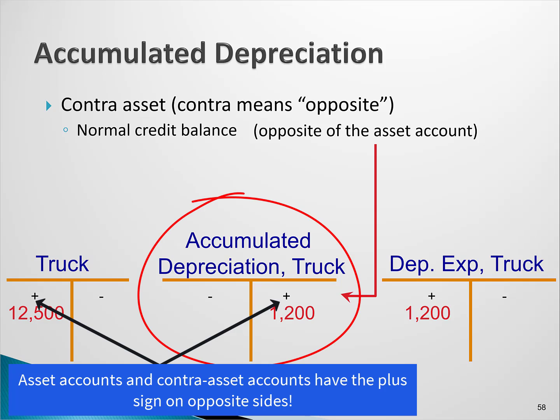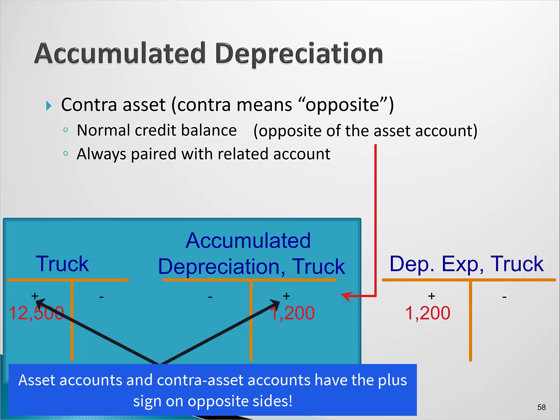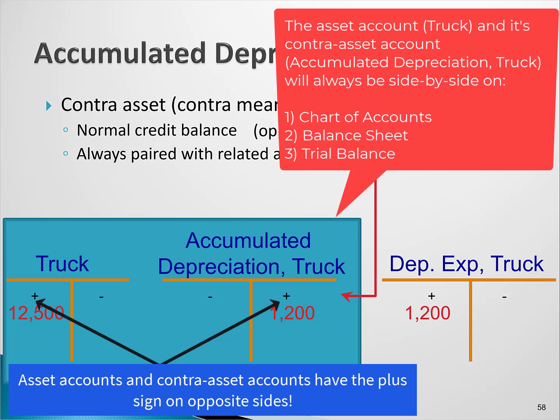So this contra asset account, the accumulated depreciation for the truck, will always be paired or partnered with the truck account. Because this accumulated depreciation is only for that truck, these two accounts will always be side by side forever until we get rid of the truck in the future. So that means on the chart of accounts, these two accounts are side by side. On the balance sheet, these two accounts are side by side. On a trial balance, these two accounts are side by side.